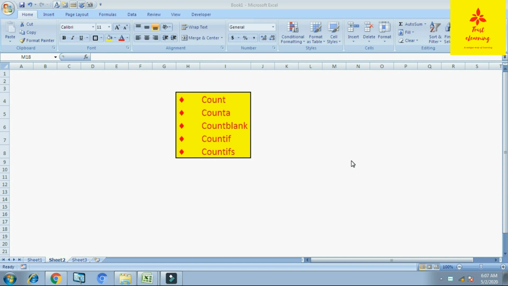Hello friends, my name is Tarun and today I have come up with 5 functions of the count family. These functions are COUNT, COUNTA, COUNTBLANK, COUNTIF and COUNTIFS. Let's understand these 5 functions.